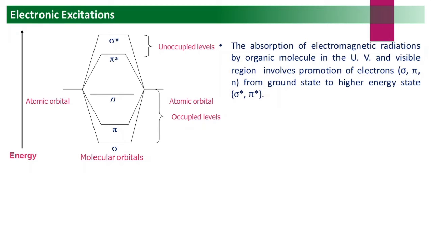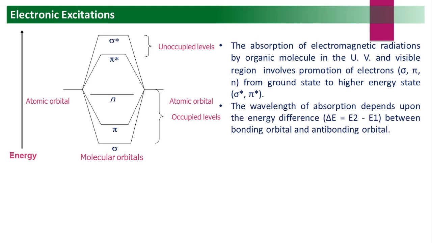The absorption of electromagnetic radiation by an organic molecule in the UV and visible region involves the promotion of electrons from the sigma, pi and n levels in the ground state to a higher energy state, that is sigma star and pi star. So electrons are excited from the sigma bonding orbital, pi bonding orbital and non-bonding electron pair, and they go to either sigma star or pi star, that is the unoccupied, excited levels.